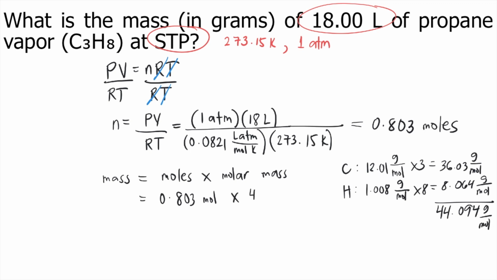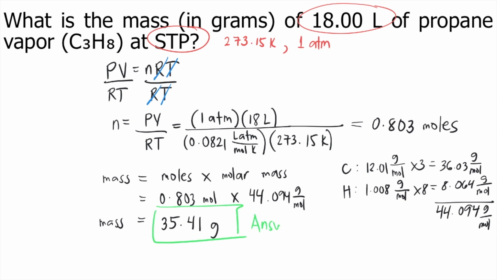So we plug that into our equation. So we have 0.803 times 44.094. So the mass of propane, you will get approximately 35.41 grams. So the answer to this question is 35.41 grams.